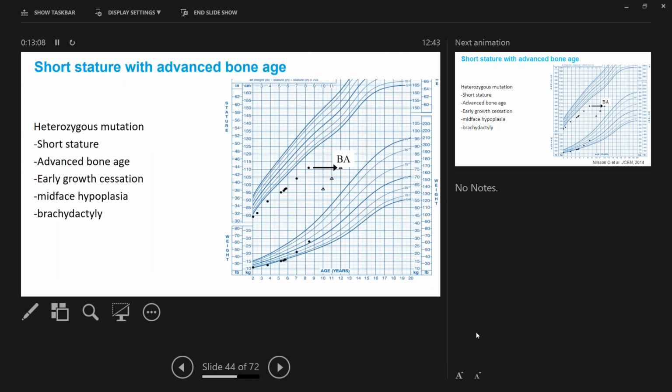And before this, a boy came to our clinic for evaluation of short stature. And you can see that he was short, and he was sort of slowly trailing away from the normal percentiles. Interestingly though, in contrast to most children with short stature, who tend to have a delayed bone age, he had a markedly advanced bone age. He also had some other features with mid-face hypoplasia, brachydactyly, and his mother had an interesting growth history.